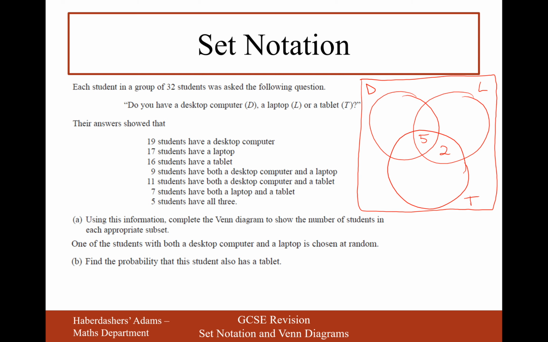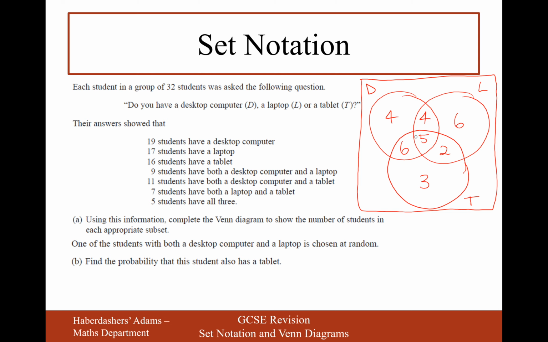the extra number there. 11 students have both a desktop computer and a tablet. So desktop, tablet, 11, so that must be 6 here. 9 students have both a desktop computer and a laptop, so that's 9, so that must be 4 left over here. 16 students have a tablet, so that's 16 in total for that circle, so that's going to be 3 left over. 17 students have a laptop, so let's take that away, that'd be 6. And 19 students have a desktop computer, so that's going to be 4 left over.